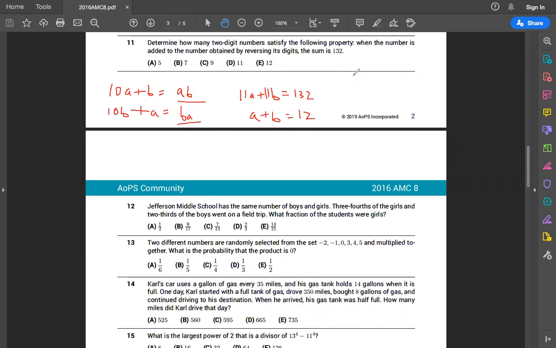So the number of possible pairs, we can list those out easily. 9 and 3, 8 and 4, 7 and 5, 6 and 6. And then these ones can be swapped for 39, 48, and 57. And notice you can't flip 6, 6, so there's just 7.